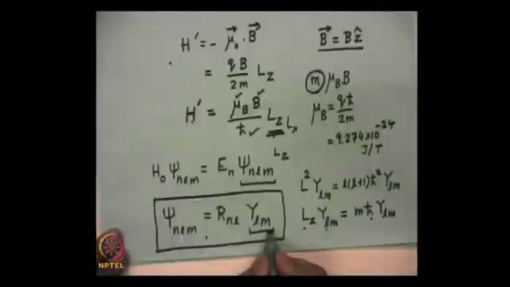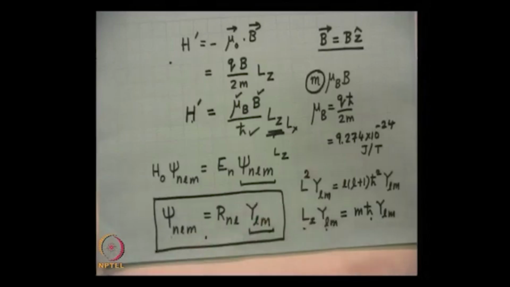So YLM are the eigenkets of L square and Lz, but if you take linear combinations of them, then you can form eigenkets of L square and Lx, or of L square and Ly. And so if I assume the magnetic field to be in the x direction, then the calculations would of course become very cumbersome. You would have had to calculate matrix elements, but the final result, this actual splitting, would have come out to be the same.